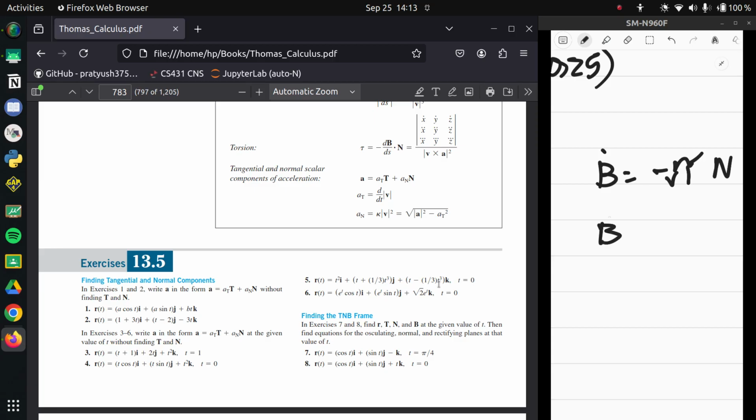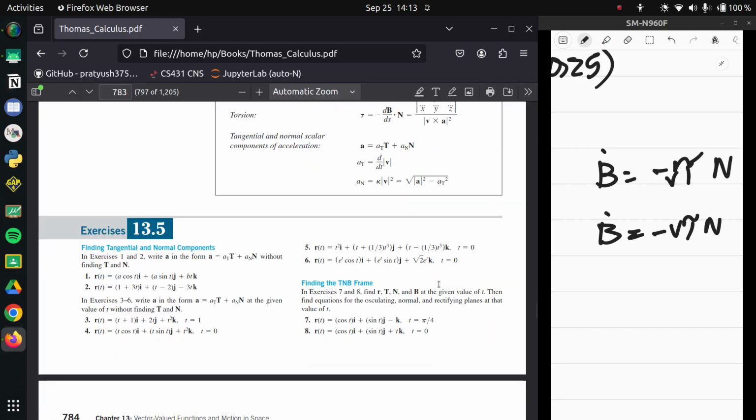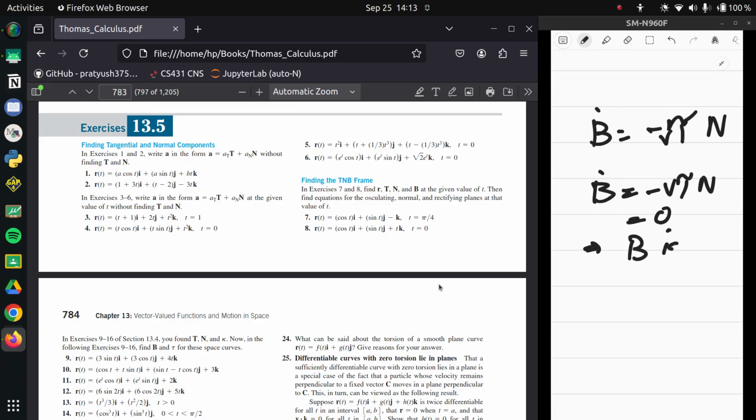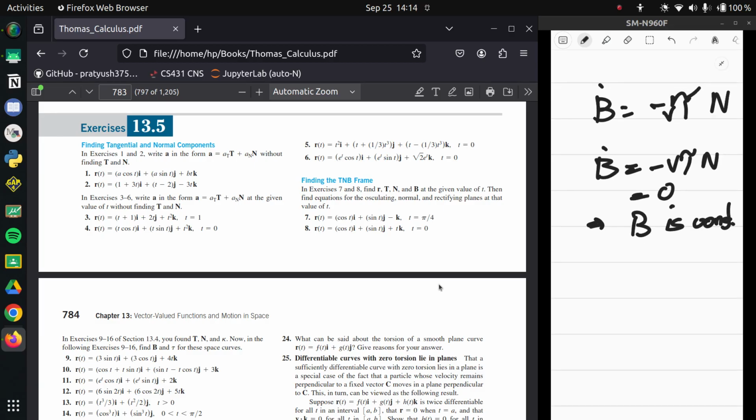But be careful. B dot is just minus v tau n, right? It's a fact. Now, if your torsion is 0, then this just means it's equal to 0. So that just means your B is some sort of a fixed vector. So B is constant. Moreover, it's a unit vector. So what is B? B is just T cross N. So this vector is constant, right? So this crossed with B would just be 0.